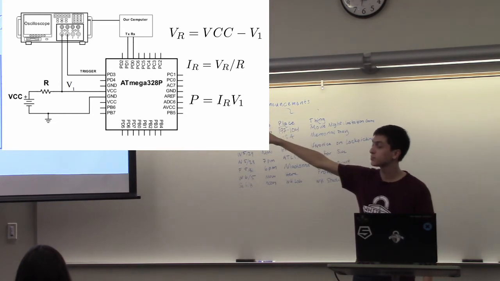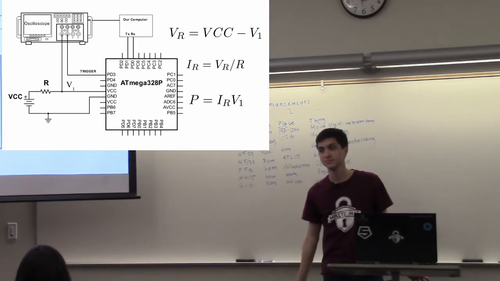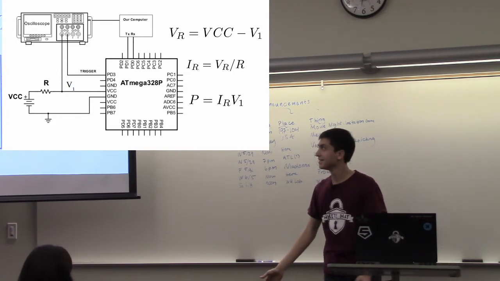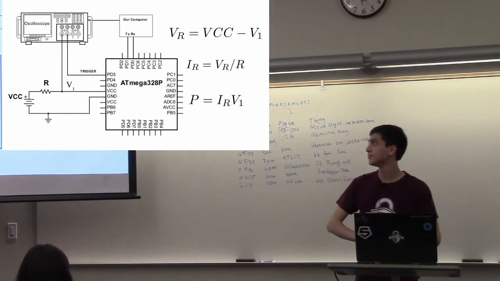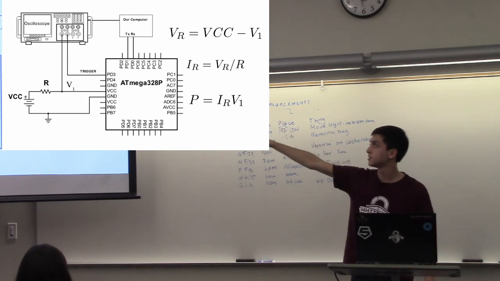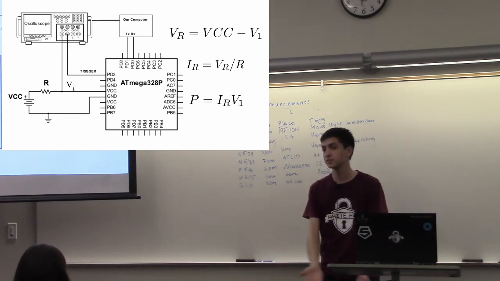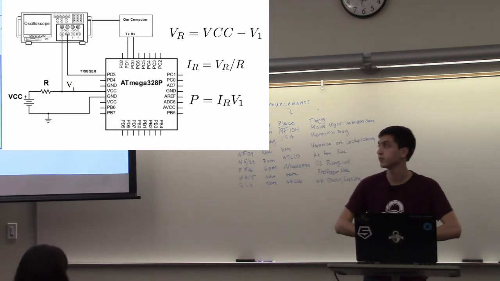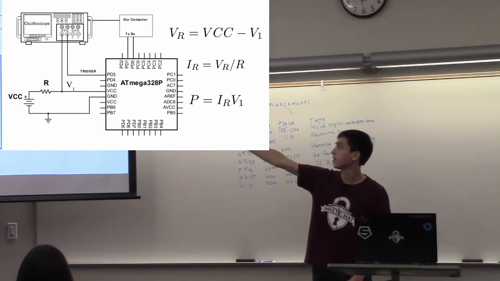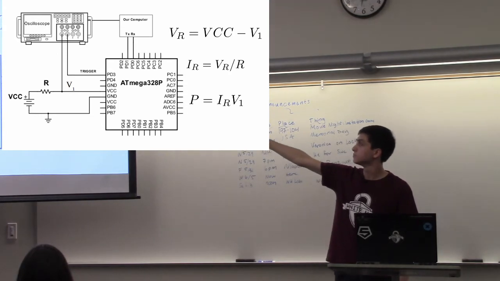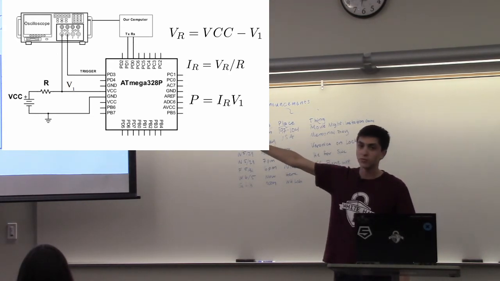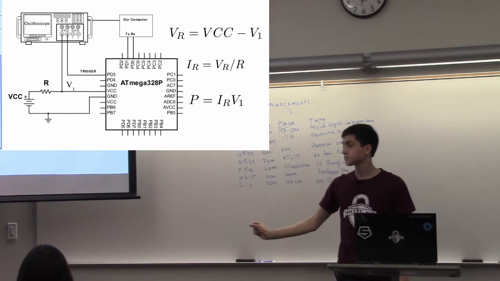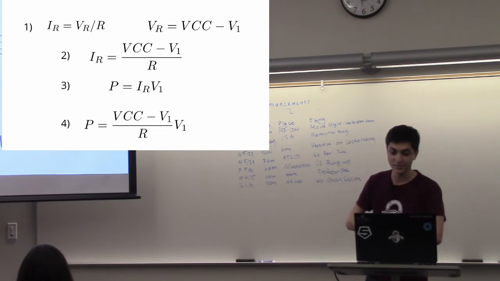The second equation is called Ohm's law. It says that the current through a resistor is going to be the voltage across it divided by the resistance. And we're going to use those two equations to calculate the power, because now we have I and R. The power on the bottom is the power of the device, not the power of the resistor. And we're going to go through the math of how we do that.